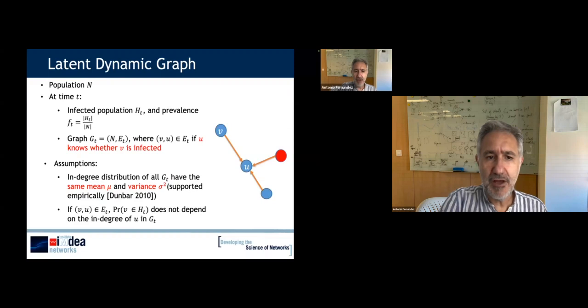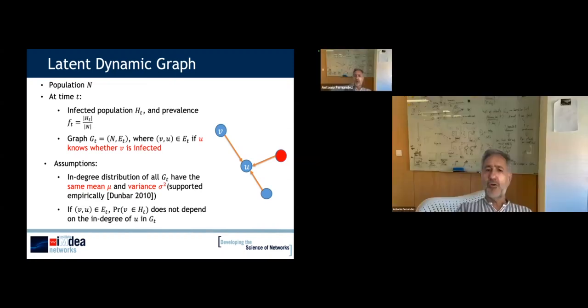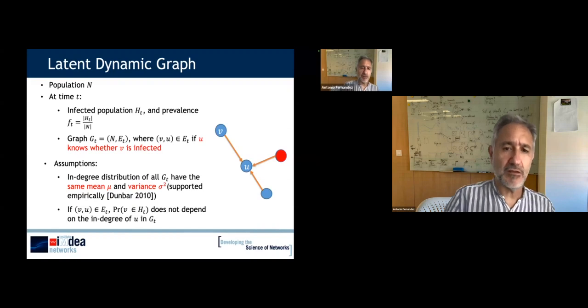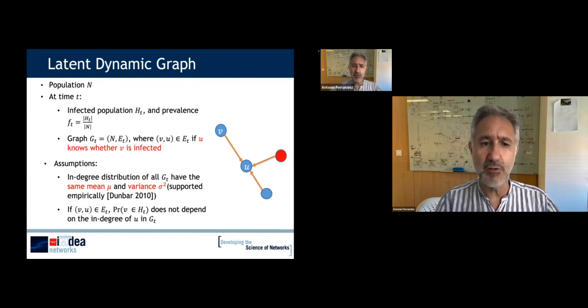So we made a couple of assumptions in order to get some of the results. The first one is that although, as I was saying, the graphs GT change over time, we will assume that they have the same mean of the degree and the same variance. So the in degree of both graphs doesn't change from one graph to the other. If it changes a little bit, in essence, the results will not change drastically. But this is kind of supported by these Dunbar studies that I was mentioning before.